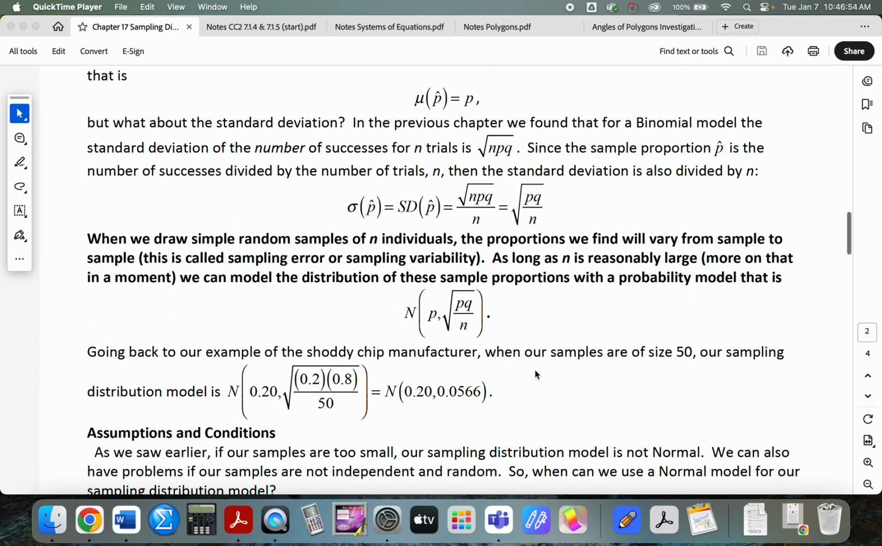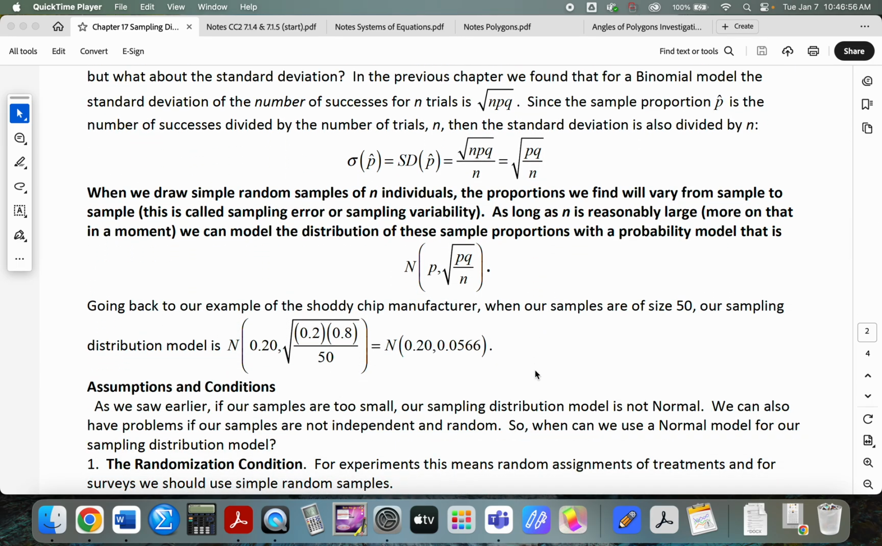So, when we draw random samples of n individuals, the proportions we find will vary from sample to sample, right? Not all the samples are going to be the same. This is called either sampling error or sampling variability. I kind of like calling it sampling variability rather than sampling error. Sampling error makes it sound like you did something wrong in your sample. It's just that your sample doesn't give you the true proportion of your whole population.